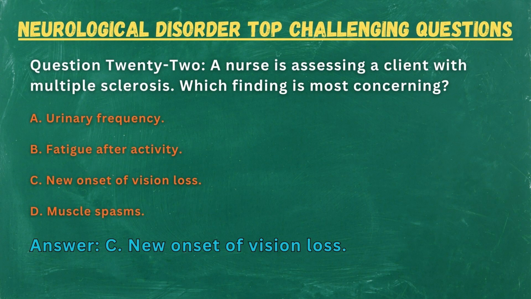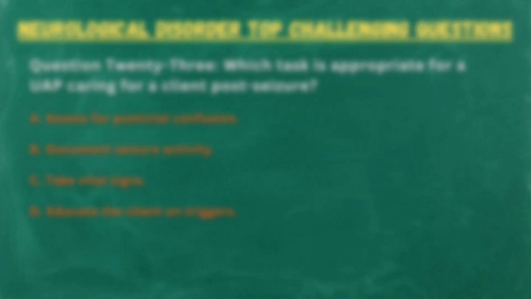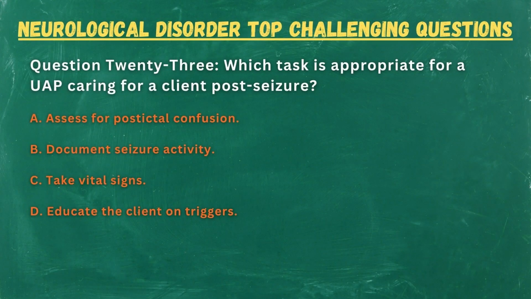Answer: C. New onset of vision loss. Question 23. Which task is appropriate for a UAP caring for a client post-seizure? A. Assess for postictal confusion. B. Document seizure activity. C. Take vital signs. D. Educate the client on triggers.